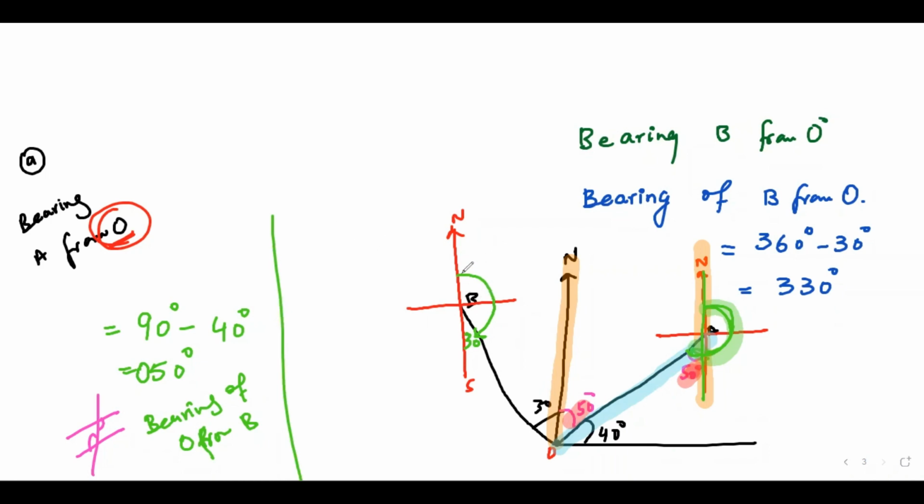So if I want to find the bearing of this point, what will it be? You have to move clockwise from the north. But my whole angle here is 180, yes or no? Yes, 180 on a straight line. So if I subtract this angle of 30 degrees from 180, I will find the bearing of this point.